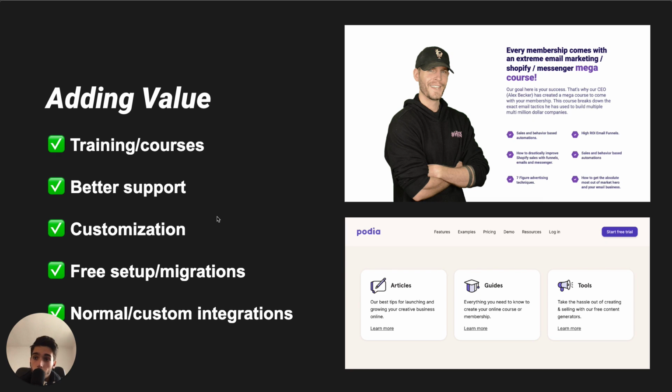So the other scenario could be you have better support, maybe it replies faster, maybe it's more useful, maybe it's nicer, whatever it is. Then is customization. Enterprise companies love customization in terms of how you can customize it to fit their brand, how you can customize it to fit their process, whatever it is. If it's somewhat customizable, it depends on how big of a high ticket sell you're doing. Then it's free setups or migrations.